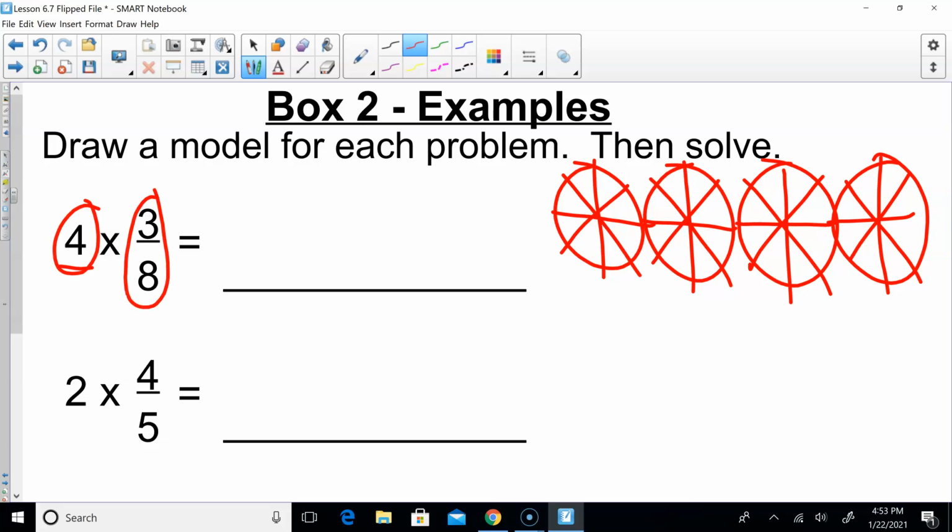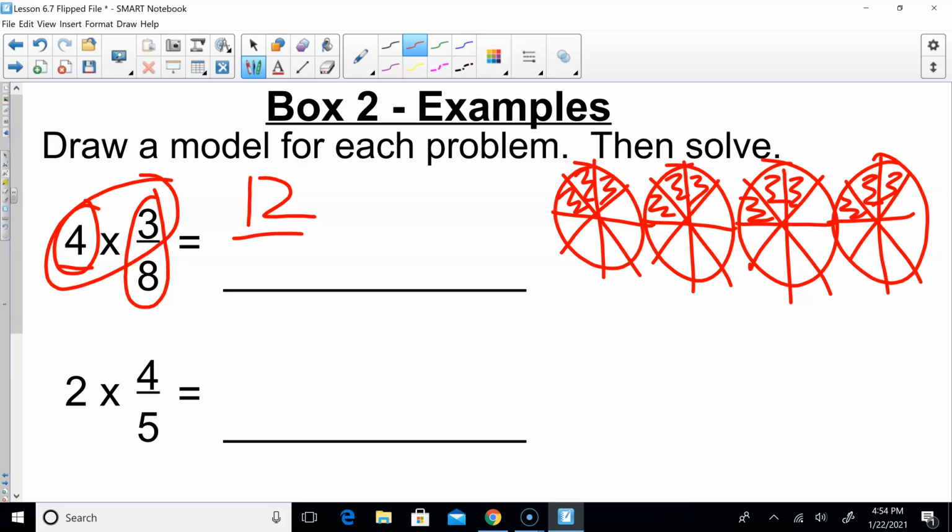3 eighths. That means of each of these, I've got to shade in 1, 2, 3, 1, 2, 3, 1, 2, 3, 1, 2, 3. And when we look at those, I have 12 pieces. So we see we multiply the whole number by the numerator, and the denominator stays the same. So I would have 12 eighths. Or, since I can't leave it like that because it's a fraction greater than 1, I would take 8 pieces away to make 1 whole, and then be left with 4 eighths.